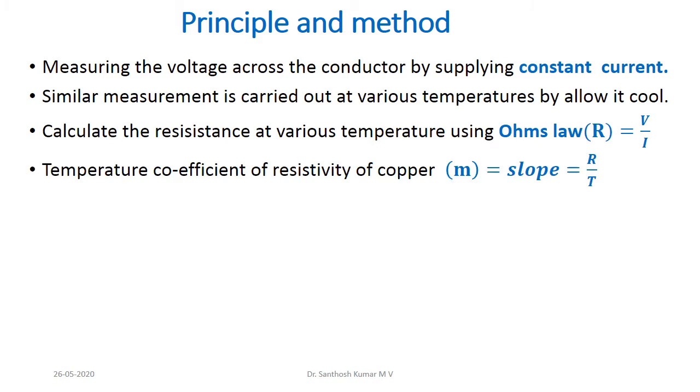Next, we will calculate the temperature coefficient of resistivity by plotting a graph, and upon that we have to find the slope. The graph will be resistance versus temperature, and upon that we take a right angle triangle on the straight line and find the slope. Slope stands for R by T, that is the temperature coefficient of resistance of the metal.